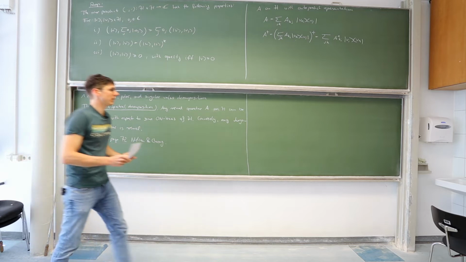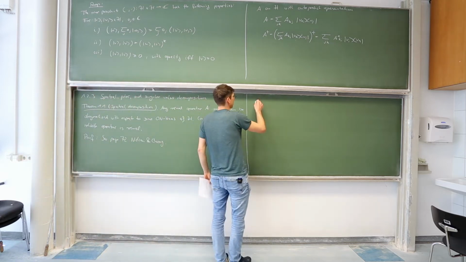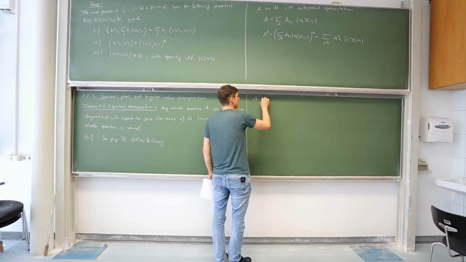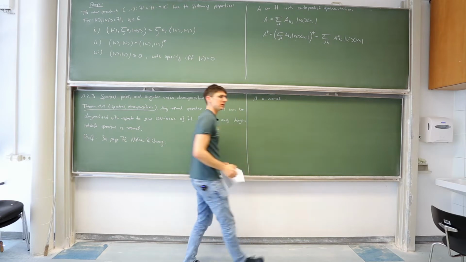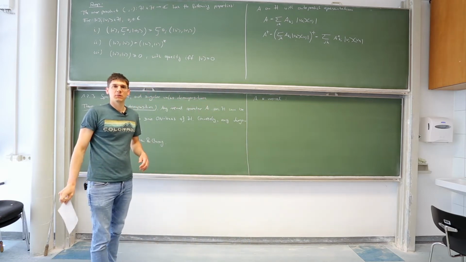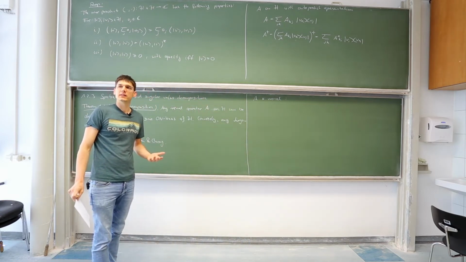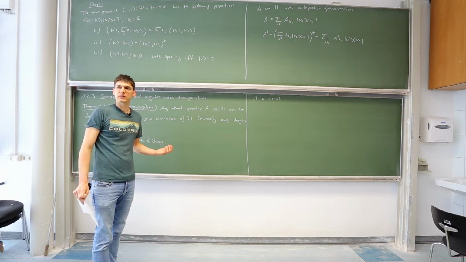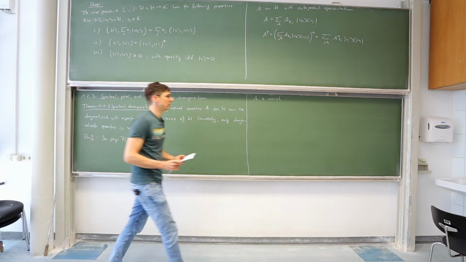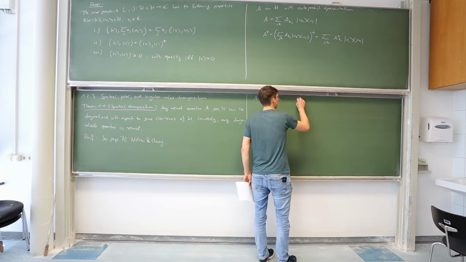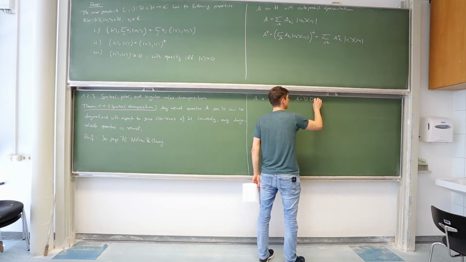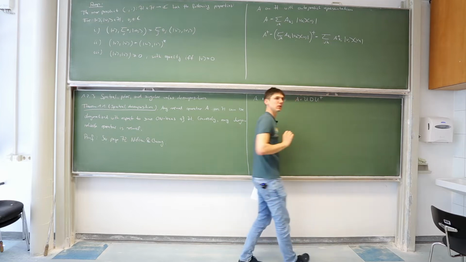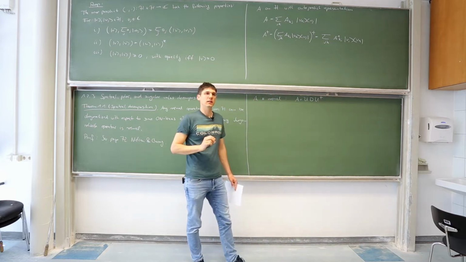Suppose we have a linear operator A on H, and suppose that A is normal. Then the theorem tells us that we can find a basis in which the operator is diagonal. It means that we can write A as some unitary U times a diagonal D and U dagger. That's what it tells us.